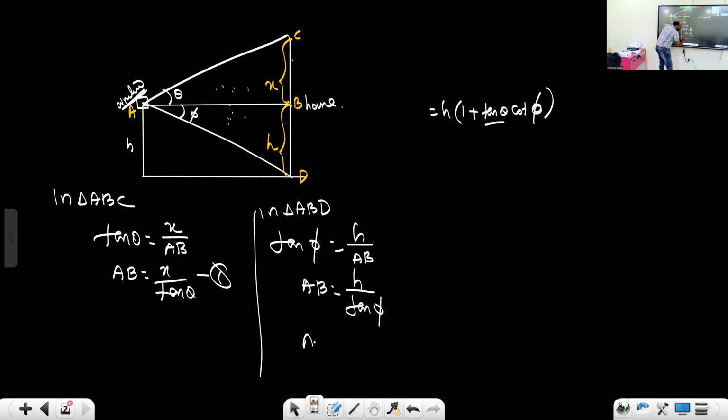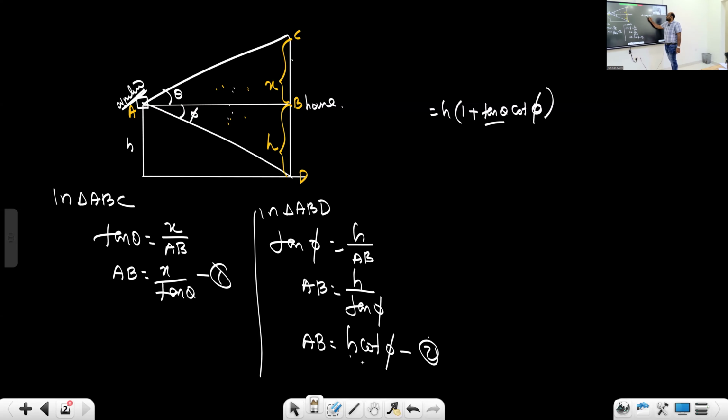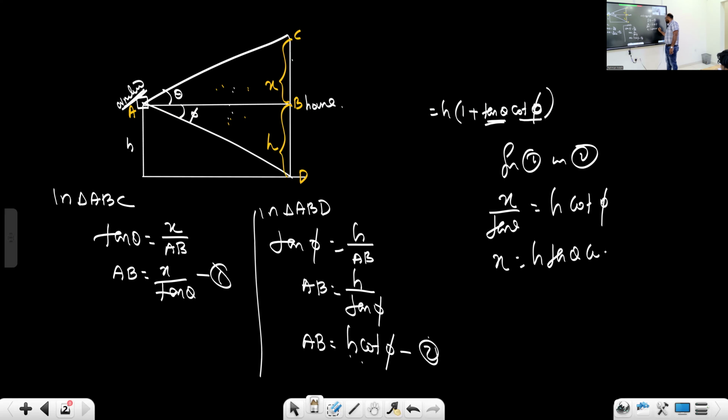Why did I write h cot phi? The reason is that in the first we want it in terms of tan theta, but in the second we want it in terms of cot. That's the only reason. Now from equations 1 and 2, x by tan theta equals h cot phi. Cross multiplication: x equals h tan theta cot phi.